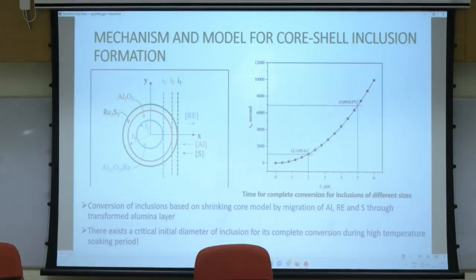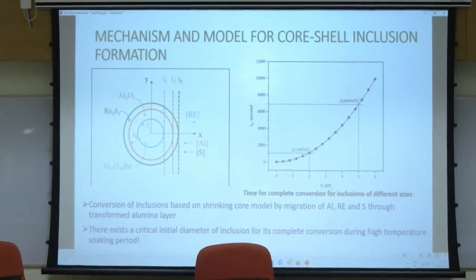This is based on the simple single core model and considering aluminum, sulfur and rare earth migration. So the product layer is the aluminum layer. And also we have defined what should be the minimum diameter of the inclusion that can be completely converted to the core shell inclusion during the soaking period.